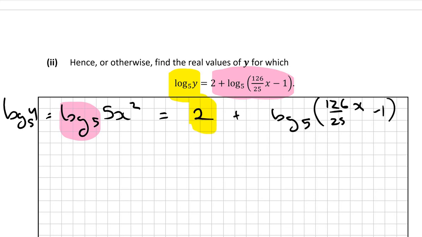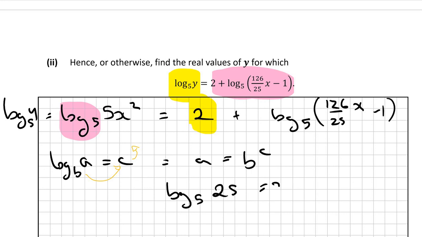So let's quickly remind ourselves, if you have any number a and you want to get the log of that to the base b, you're saying that is equal to another number. What that means effectively is, well, a there is just b to the power of c. So converting 2 into a form with a log to the base 5, I'm just going to have log base 5 of 25 is equal to 2, because I know that 25 is equal to 5 squared. Okay, so this here I can input for my 2.